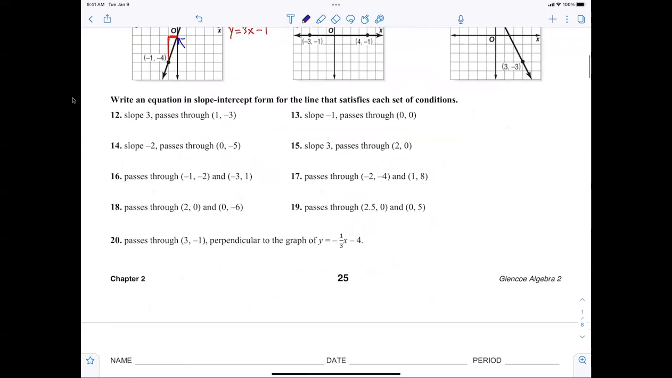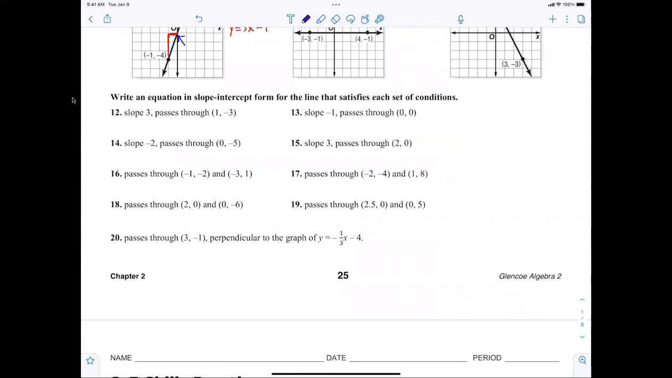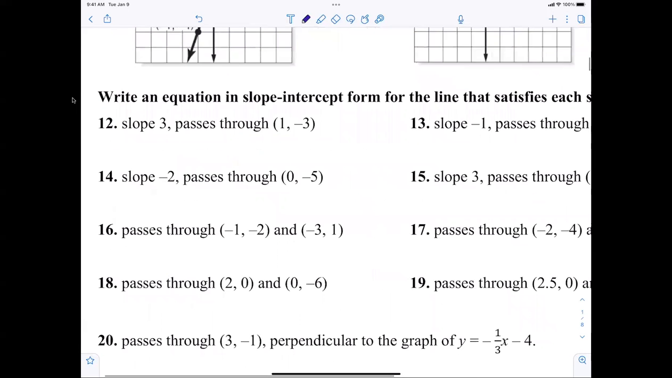Now, again, change slope-intercept, because we already did that. We're just going to leave it in what? We're going to change it to point slope. Everybody change it to point slope.